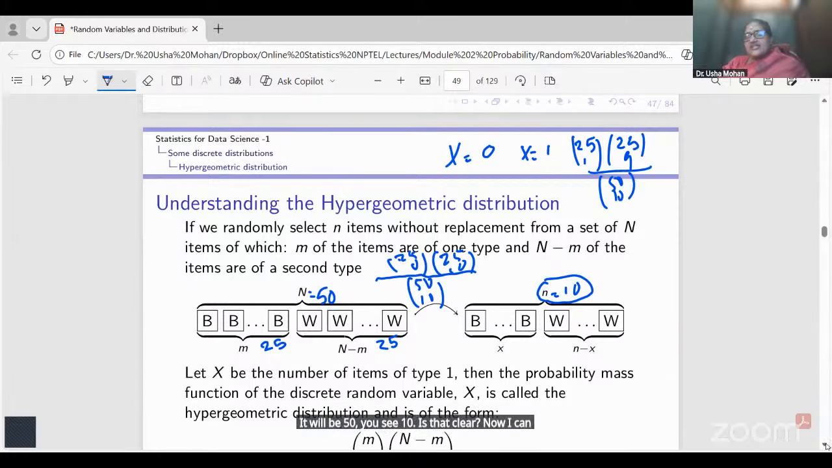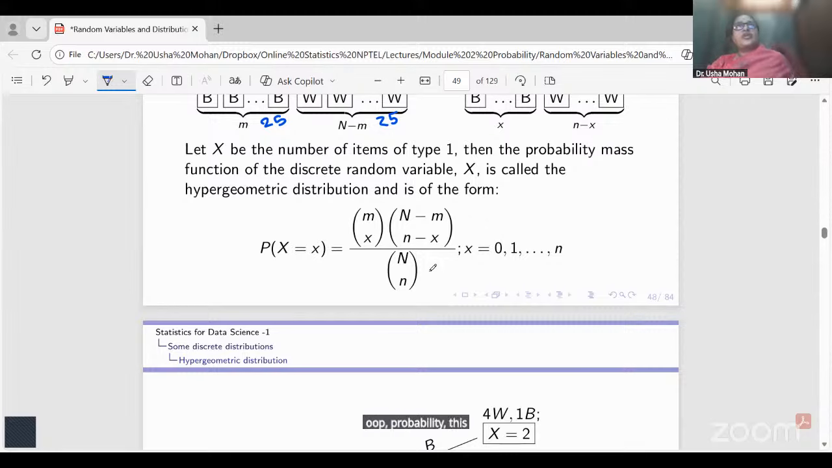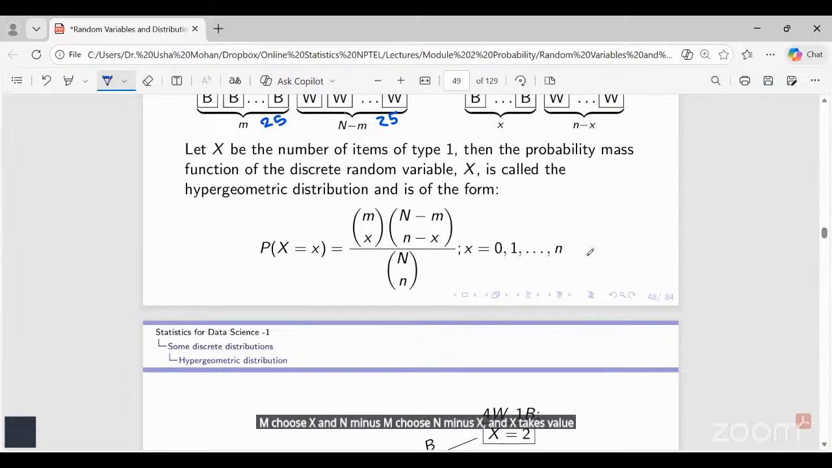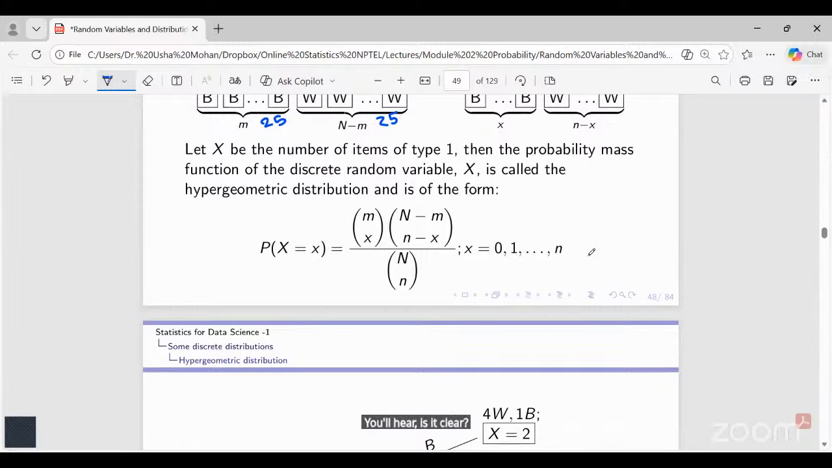I can generalize that to probability. This N choose n is my denominator. M choose x and N minus M choose n minus x, and x takes value 0, 1, 2 up to n. Till here is it clear? Yes, ma'am.